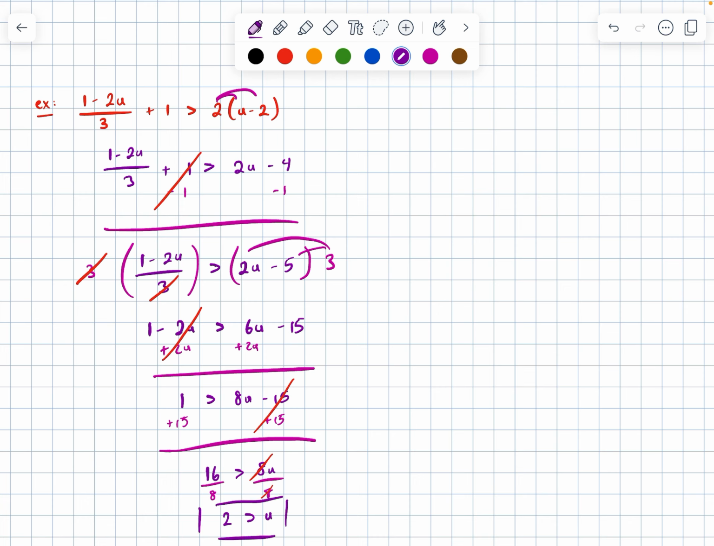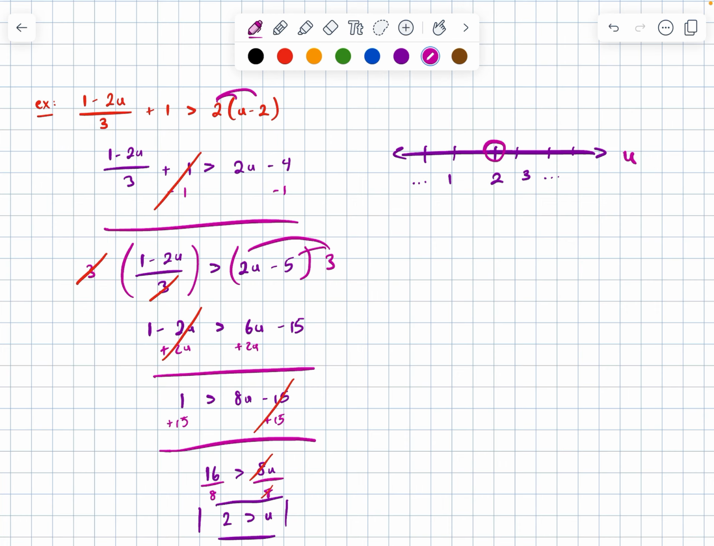So 2 is less than u is my solved inequality. To graph it on my number line, I'm going to give myself some tick marks. Again, we're going to pretend they're evenly spaced. The most important number to live on that number line is the 2. Maybe I'll count 1 off in each direction, give myself some ellipses. Values of u are what I'm keeping track of. I'll label my number line.